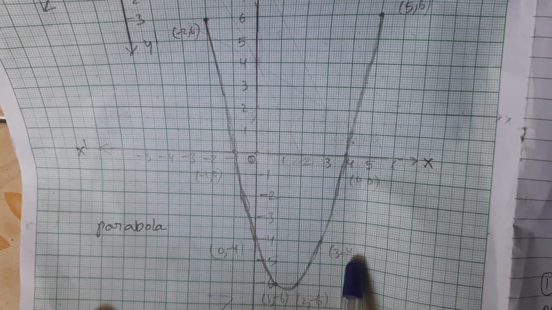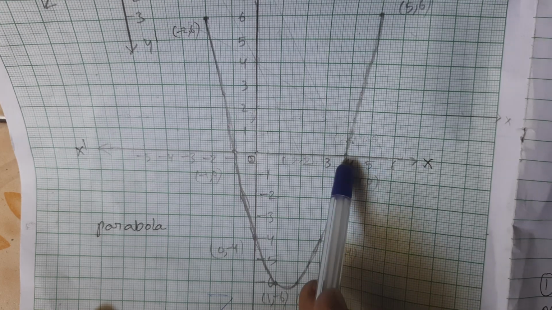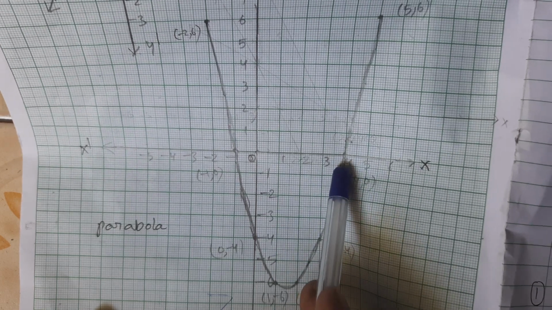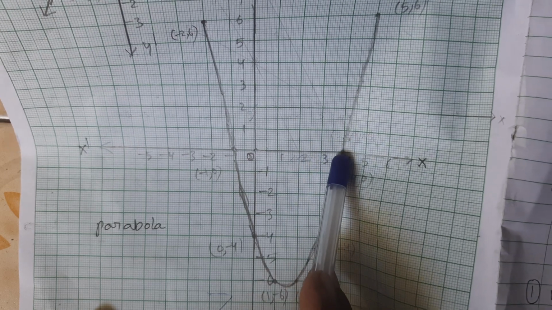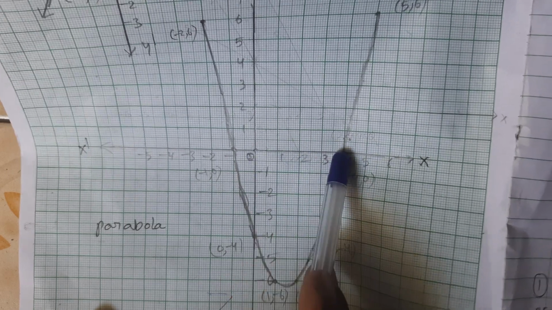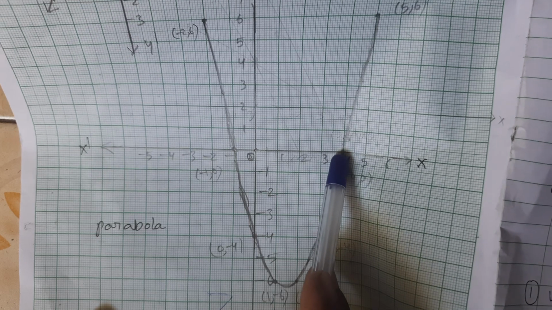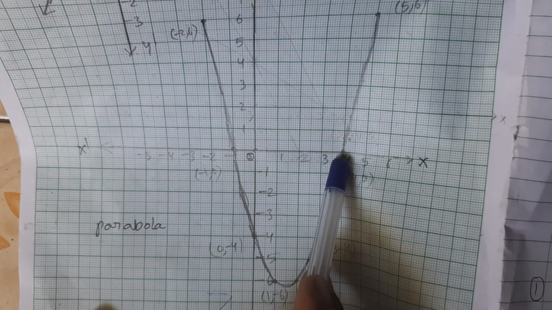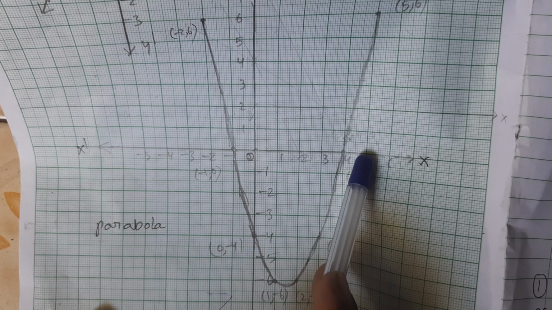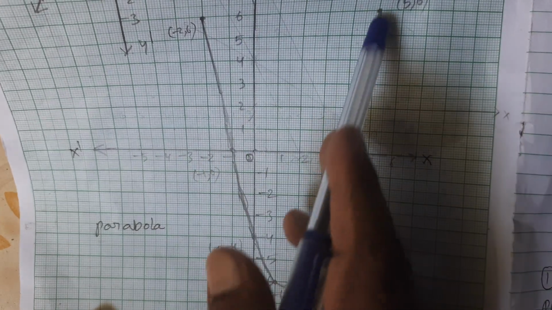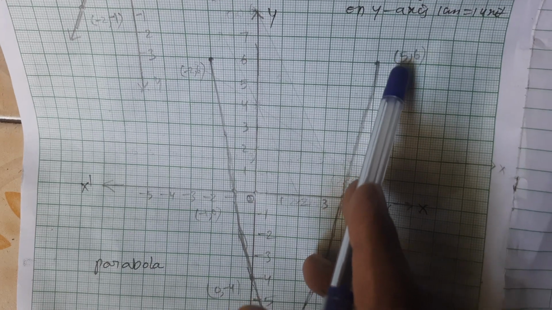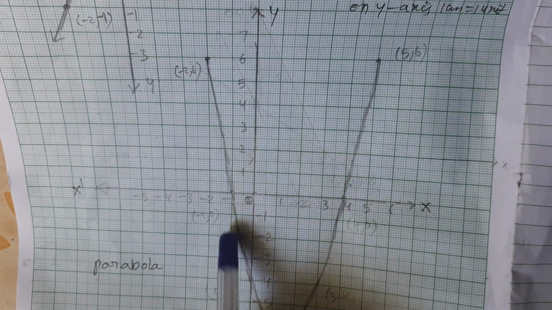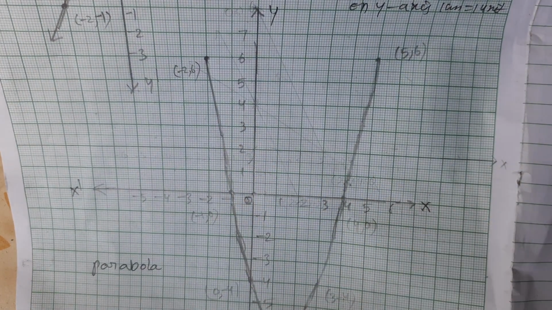3, -4. Next, 4, 0 on the positive x-axis only. 4 on the x-axis, 0 means opposite that, there only. The point is at 4, 0. Later 5, 6. This is 5, 6, means this side. 5, 6 is the point.